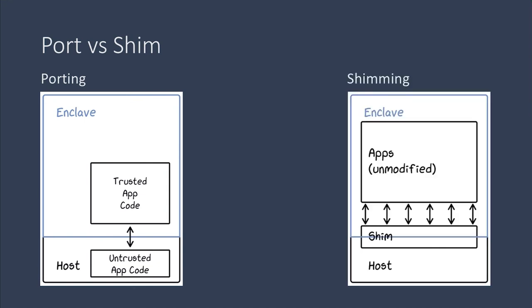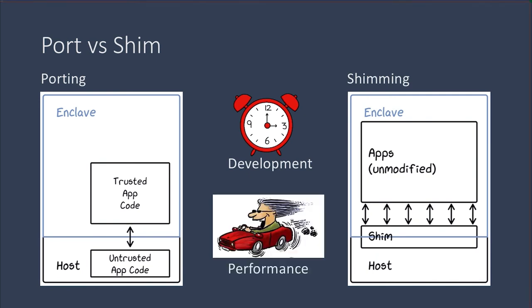Another approach is to use shimming, which involves a translation layer that provides an interface to allow whole unmodified binaries to run on SGX. The programmer doesn't need to think about how to split their code. This greatly simplifies and shortens the development process, but possibly worsens performance.